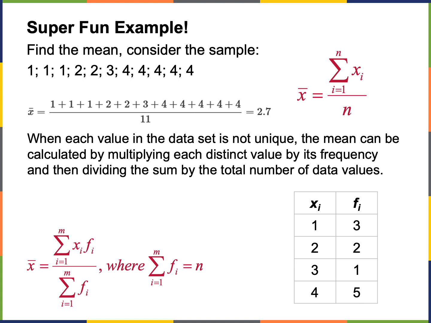Now remember, the sum of all the frequencies is the same as the sample size, and that's what these little symbols mean. It's a fancy way of saying that if I add all these frequencies up, I get the total number of numbers. So see how there are three 1s, two 2s, one 3, and five 4s, and you divide that by 11, and it's the same answer.